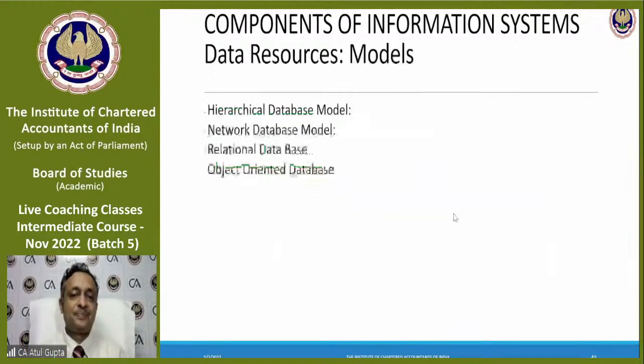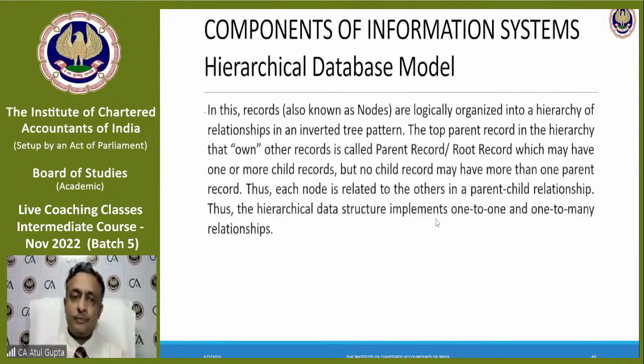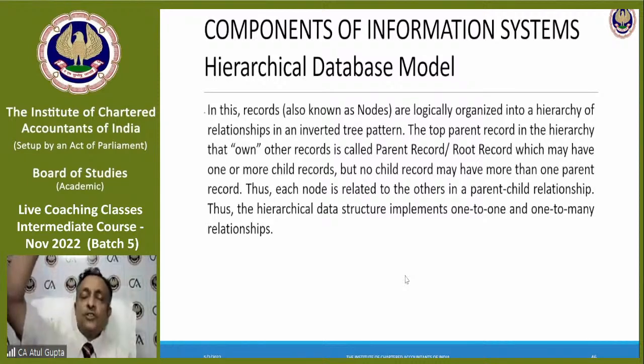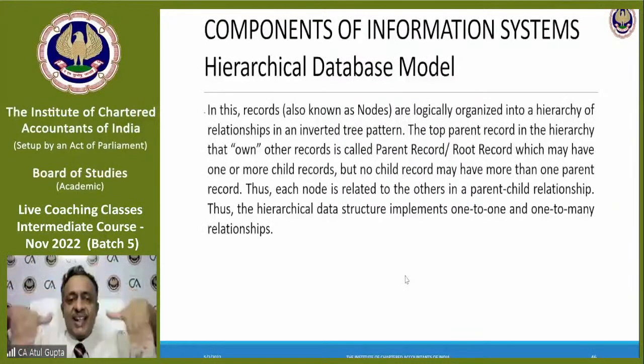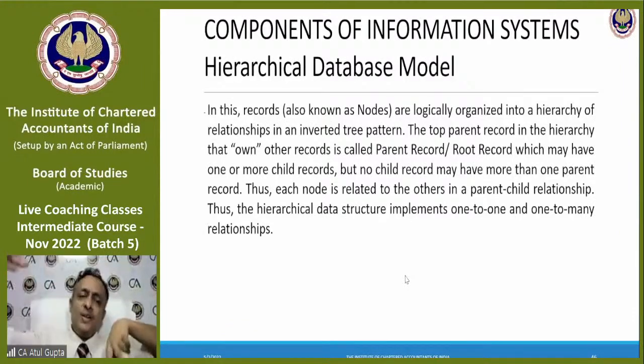Next. This is important. Types of database model: hierarchical, network, relational, object oriented. I'll try to make it as easy as it can come. So hierarchical database model. In this, you create nodes which are logically organized into hierarchy of relationships in an inverted tree pattern. Inverted tree pattern means in the tree, the trunk is down, so you reverse it. So the trunk is at the top and branches are at the bottom. Inverted tree. Imagine an inverted tree, you'll get an understanding.